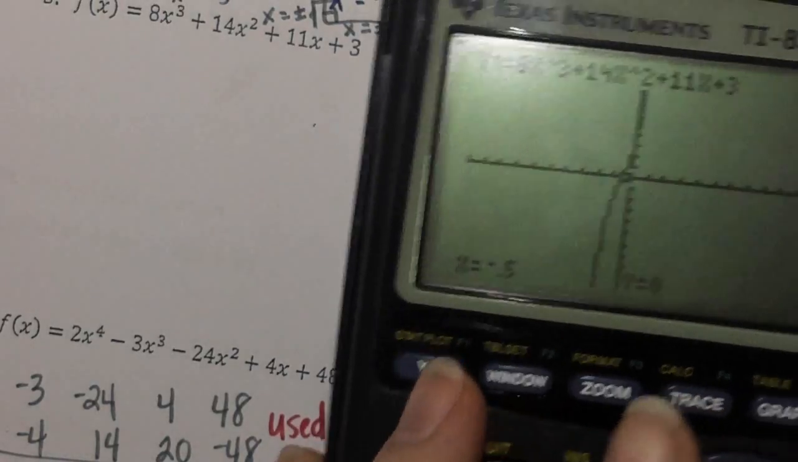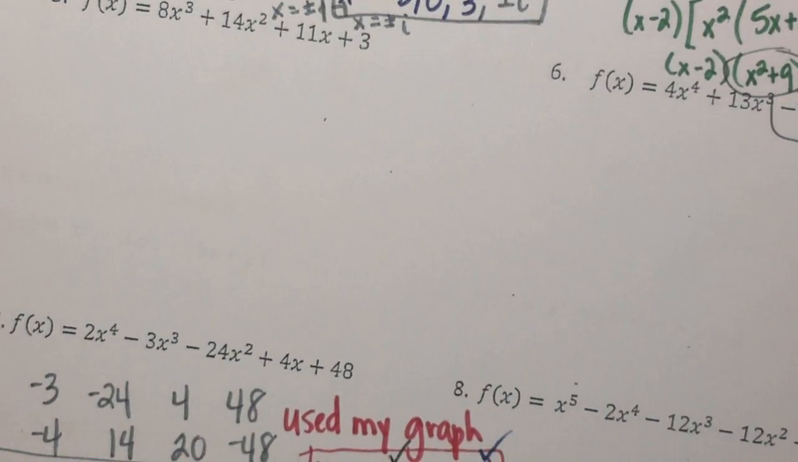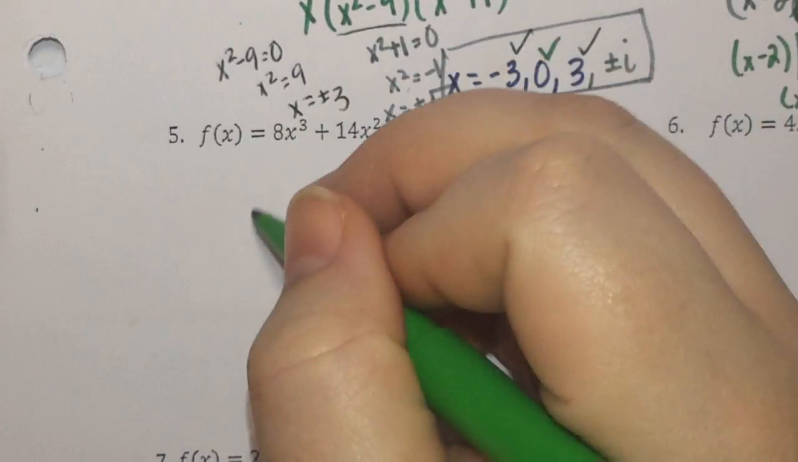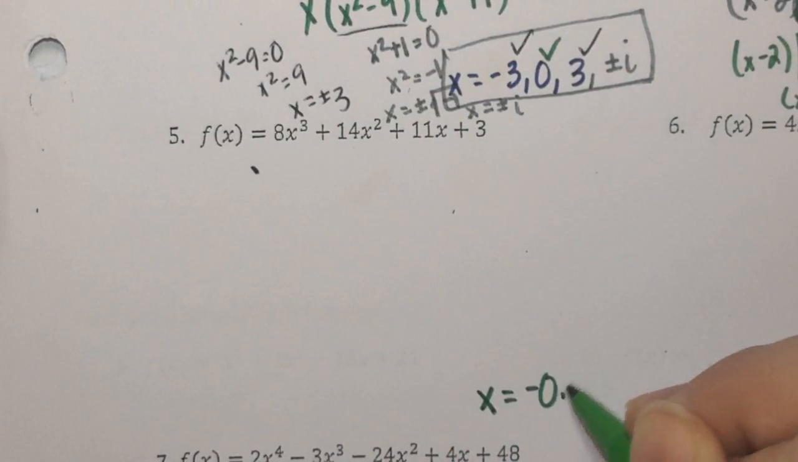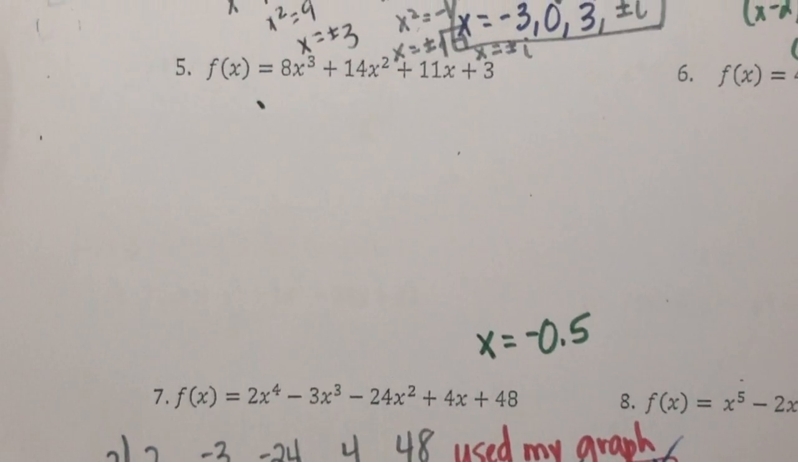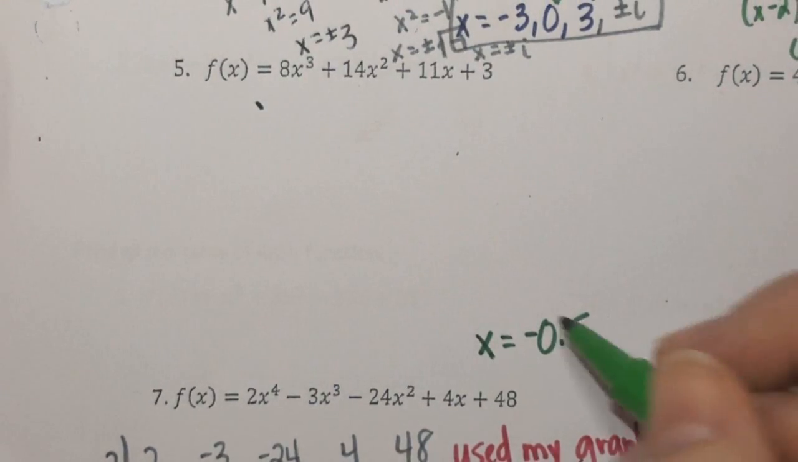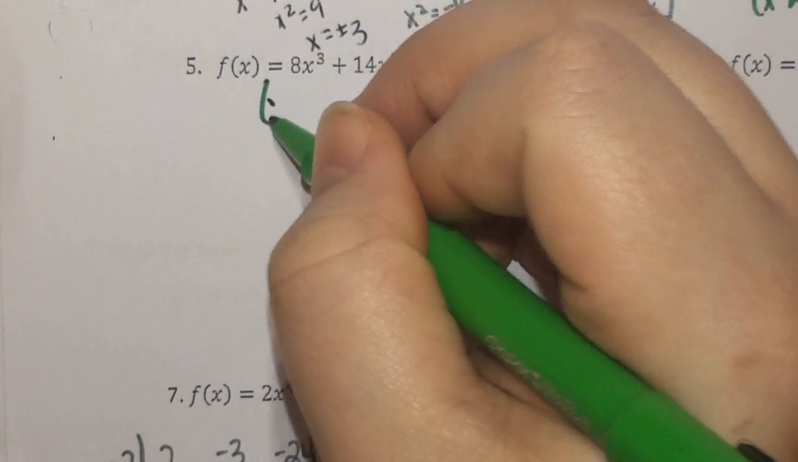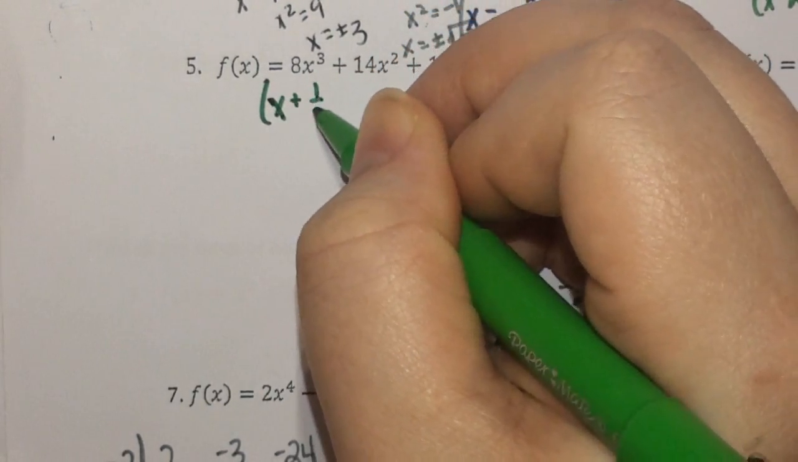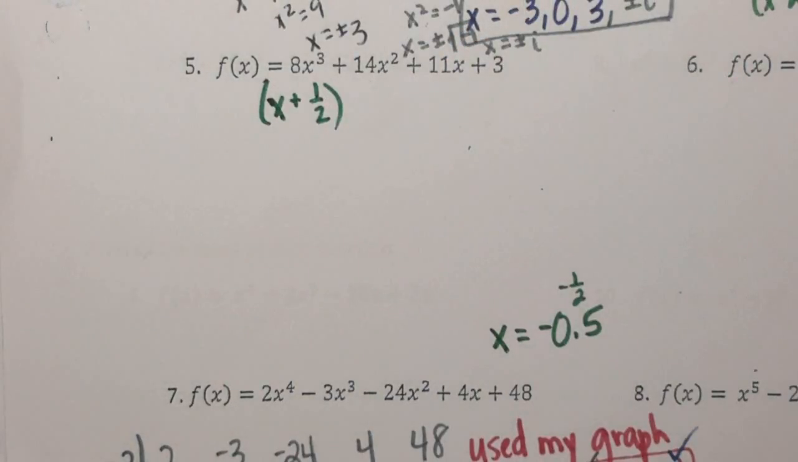Okay, so here's my logic on this one, and Paige is not going to appreciate it. So I know one of the answers is negative 0.5, right? And you know that's the same thing as negative 1/2. So in my mind, that meant one of the factors was x plus 1/2. Why do I not want to use synthetic? I do not like using synthetic when there are fractions. Why do I like to use when there are fractions?